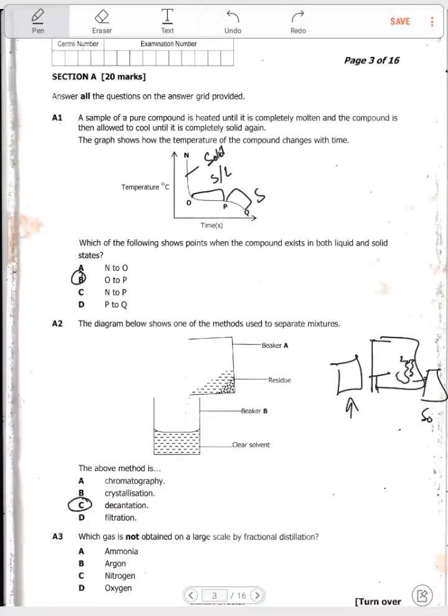Which gas is not obtained on a large scale by fractional distillation? Here, of course, the answer is ammonia. Ammonia cannot be obtained by fractional distillation. Argon, nitrogen, oxygen, these can be obtained on a large scale. The key point here is large scale. So ammonia is not obtained on a large scale.